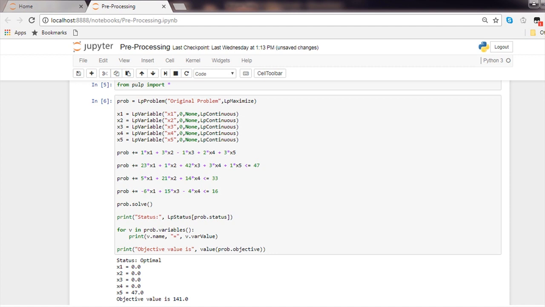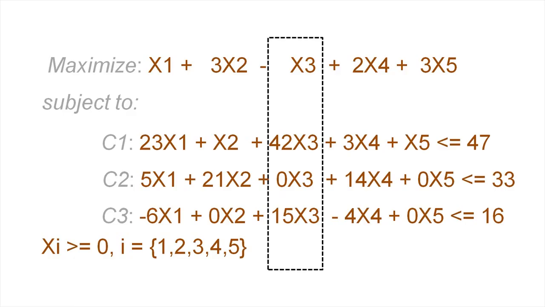The x5 variable has a value of 47 with an objective value of 141. Since the problem is a maximization problem, any objective function coefficient which is negative would adversely affect the objective value. A negative objective function coefficient is possessed by variable x3. Thus, x3 is an extraneous variable and removing it from the problem would not alter the solution.